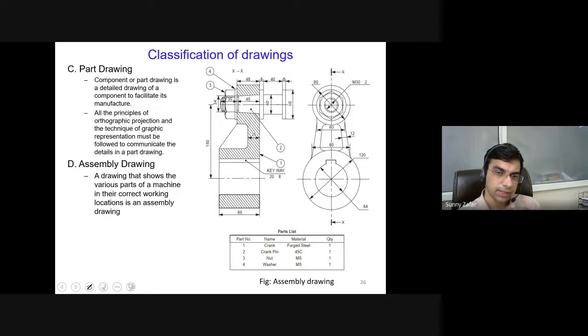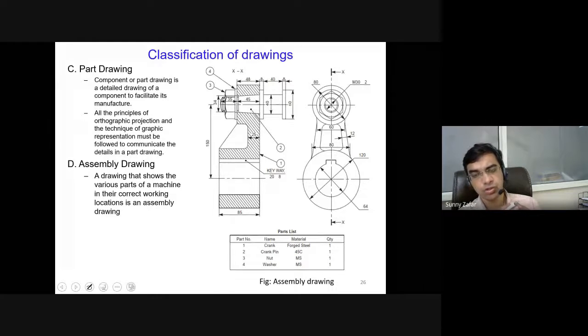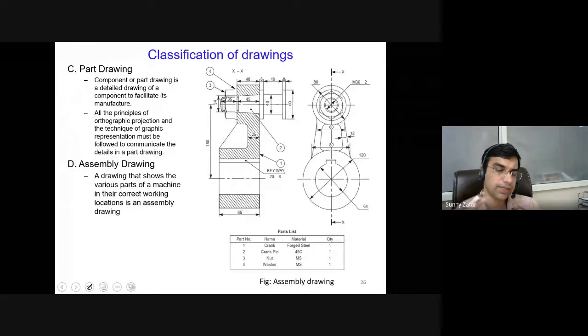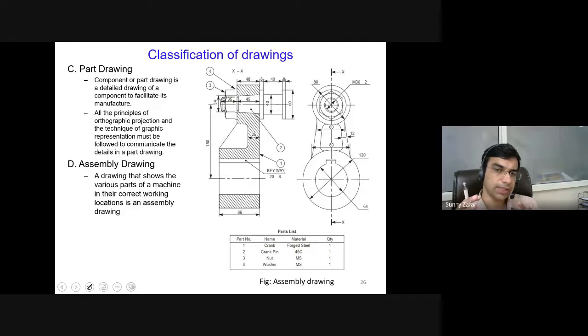In any machine, it is not only a single part, but there are multiple parts which are assembled together in order to enable it to function properly. So part drawing will give you the complete picture of different sub assemblies which are used. This is somewhat similar to machine drawing, but in this case we deal with each component separately. Then there is the assembly drawing.